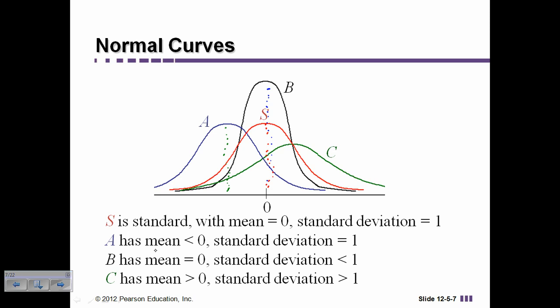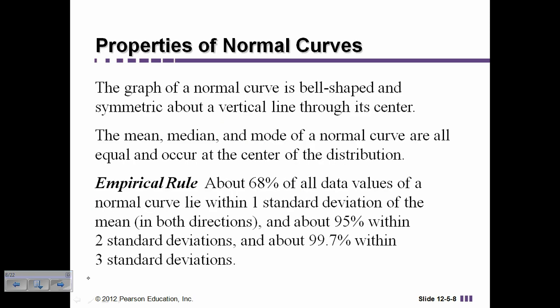All of these are considered to be normal curves, but the difference is where that mean is. So here are the big things about the properties of normal curves. The first thing: normal curves are bell-shaped, and they're symmetric about a vertical line through the center. The mean, median, and mode of a normal curve are all equal, and they are at the center of the distribution. That's probably the most important thing about a normal bell curve.